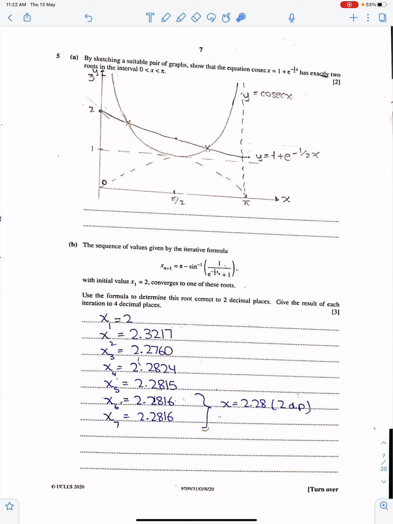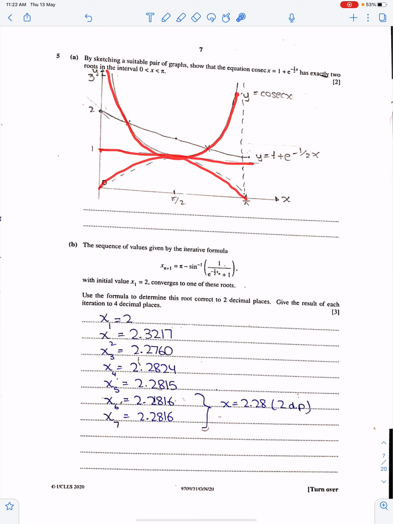Question number 5. By sketching a suitable pair of graphs, show that this equation has exactly one root in this interval. So you have to sketch cosec x separately and this exponential separately. For cosec, first sketch sine. If you don't know how to sketch cosec, then first sketch sine from 0 to pi. This is sine x. Cosec is the reflection of sine about this line.